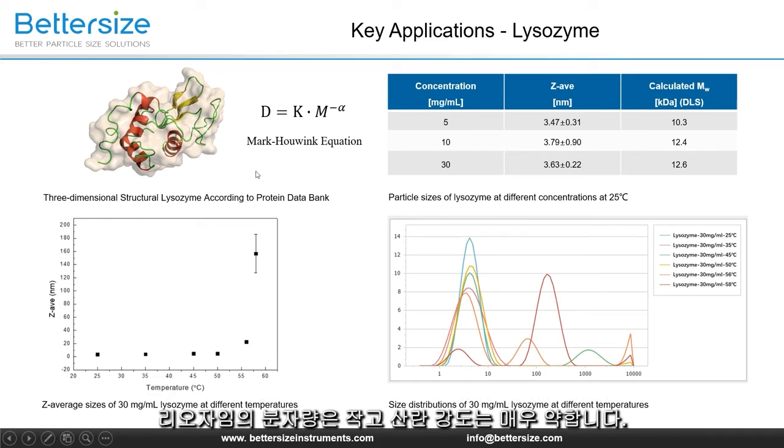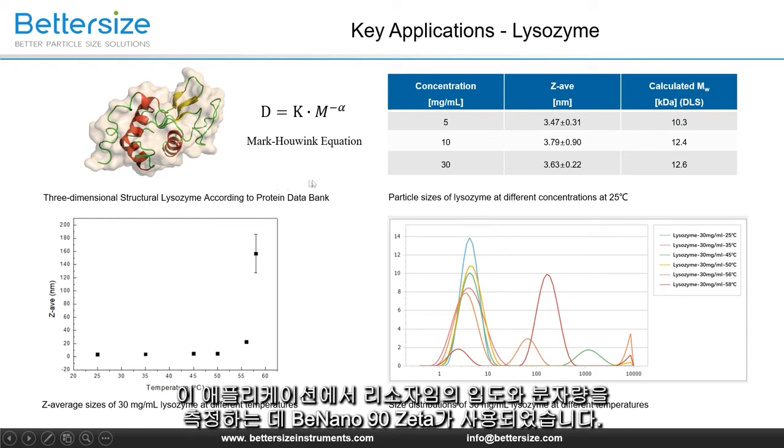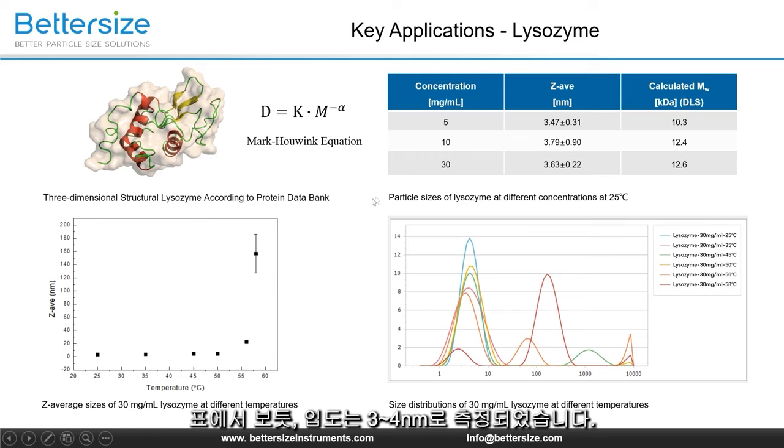The molecular weight of lysosome is small and its scattering intensity is very weak. Therefore, measuring lysosome is always a challenge for DLS measurement. The BeNano 90 Zeta was used to measure the particle size and molecular weight of lysosome in this application. As shown in the table, the particle size was measured to be between 3 and 4 nanometers.